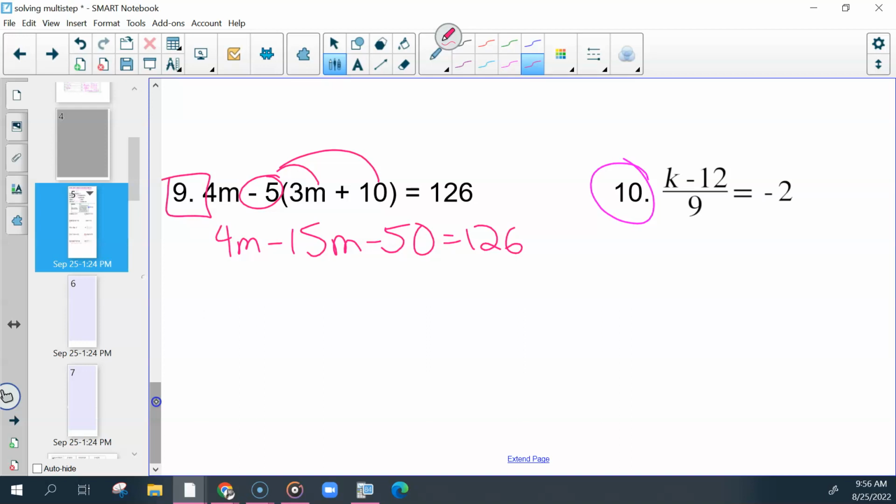Okay. And then, do we have like terms? Things with similar variables? The 4m and the negative 15m. So we can combine those, but when we do that, we're not doing opposite things. We're doing exactly what it says. So exactly what it says is 4 minus 15, which would give us negative 11.